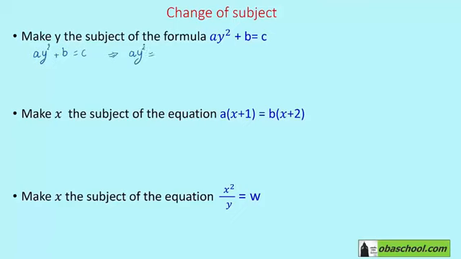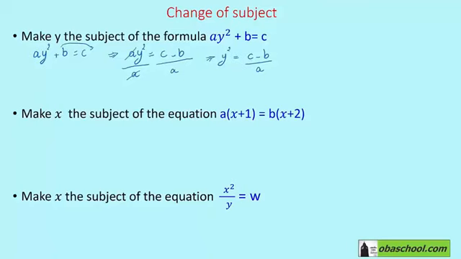First things first, we're going to have to get rid of the plus b on the left side by taking it to the right side of the equal sign. Once you take it to the other side, it becomes negative b. The next step is to get rid of the a that is right next to the y squared. So we're going to divide both sides of the equal sign by a, and we're left with y squared equals c minus b over a.